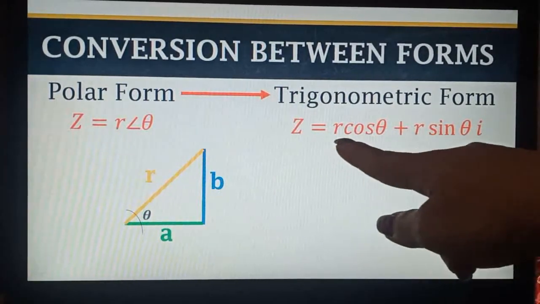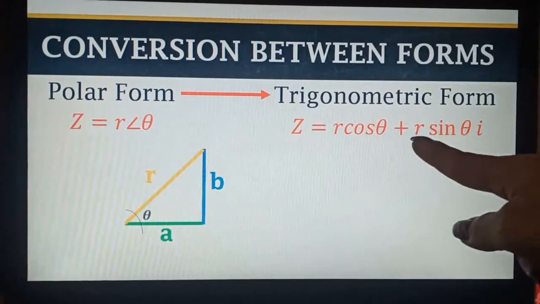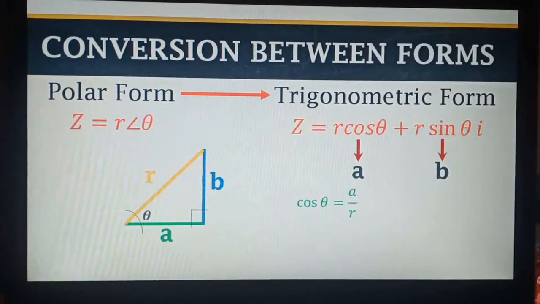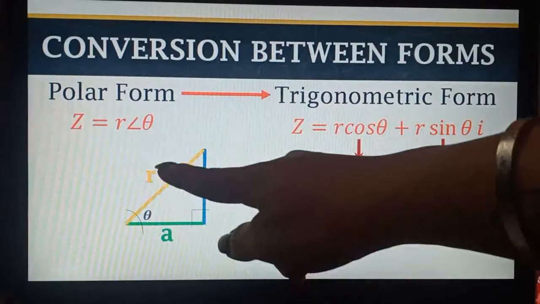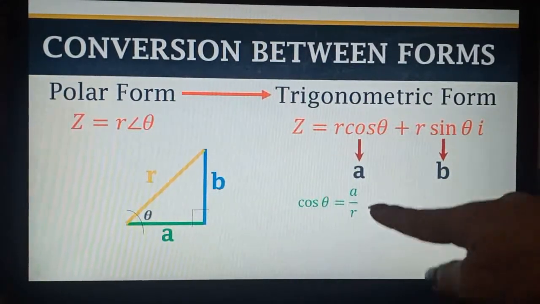A is the one without the I, which is the real part. Then b is the one with the I, which is the imaginary part. So how do we compute a? You have the cosine theta. Cosine theta is adjacent over the hypotenuse. Our adjacent here is a and the hypotenuse is r. So our cosine theta is equivalent to a over r.